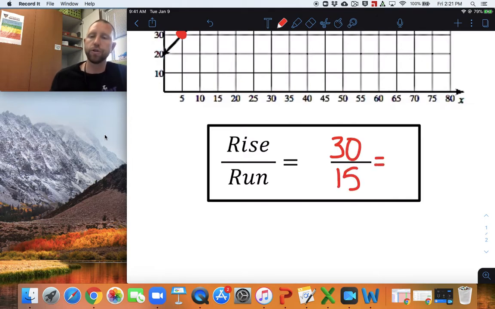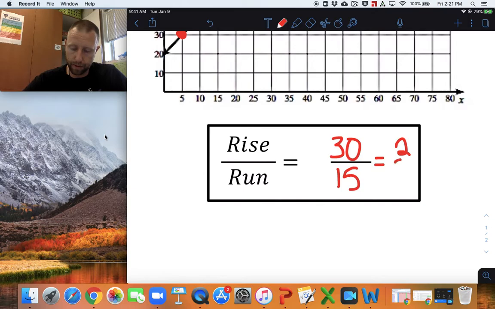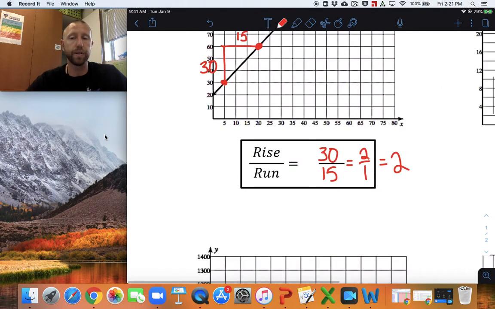Now that can be reduced for this first one, right? 15 does go into 30. It goes into 30 twice. It goes into itself once. So really my slope for that one is 2.